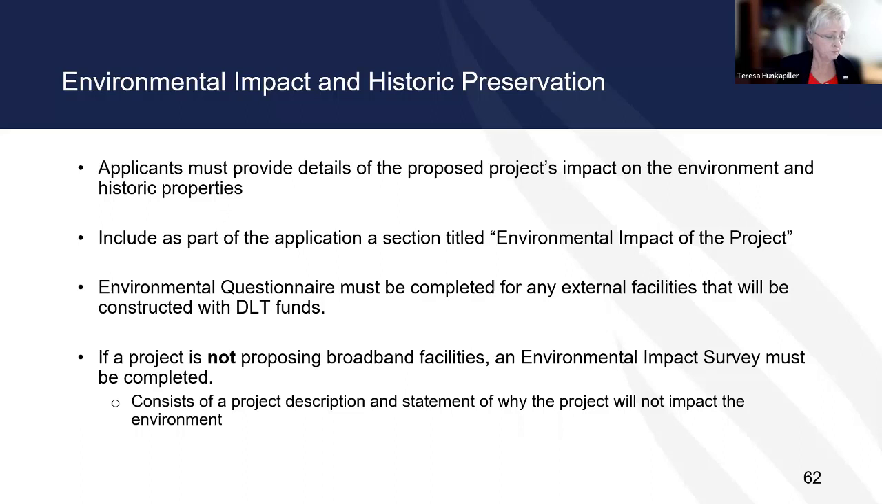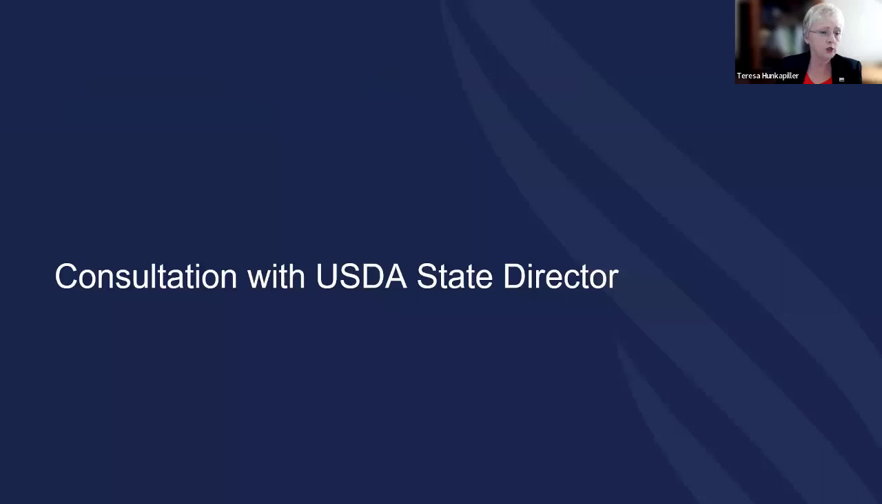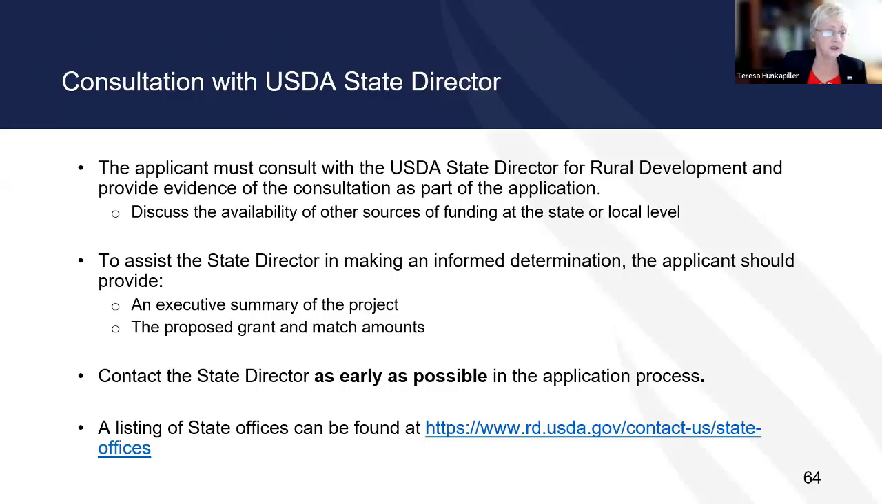Okay, we're getting close to the end. Let's go a little bit further and catch on the consultation with the USDA state director. This is not an exact science. We do tell you what we want you to do, and we do recommend you reach out as early as possible. If you reach out really early, you may not have completed your executive summary to provide to the state director, and you may not even know too many of the specifics. Of course, we only have a 60-day window, so you don't have a lot of time to be deciding on the specifics or the grant amount and the match amount.